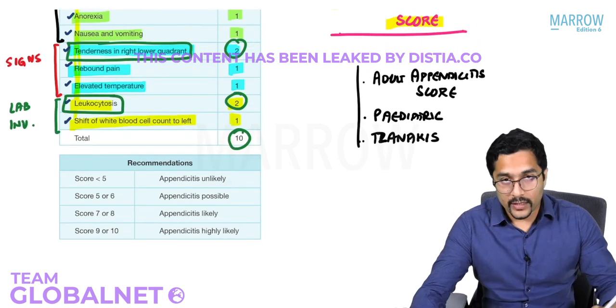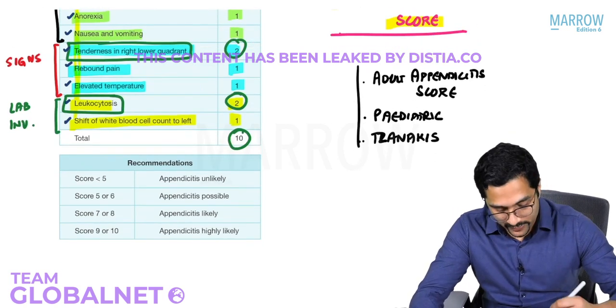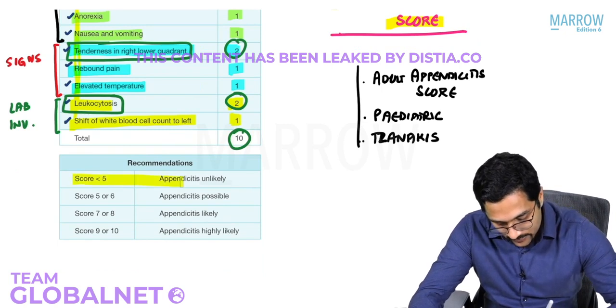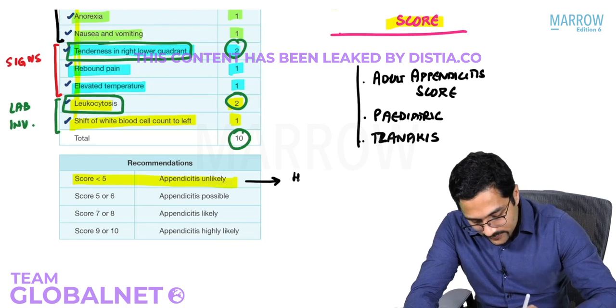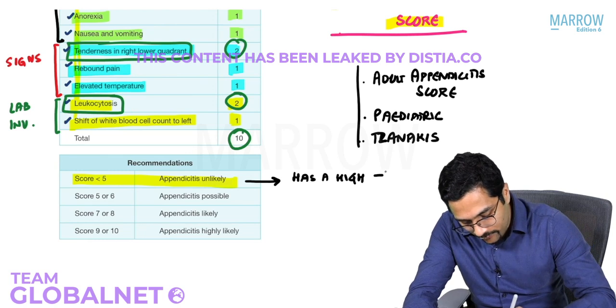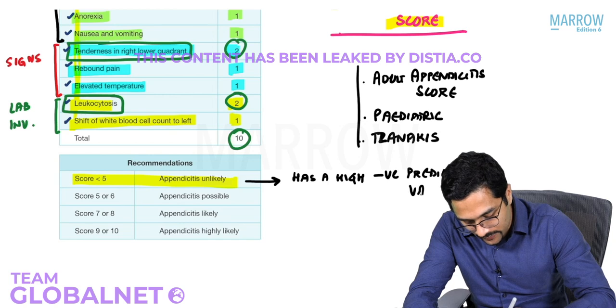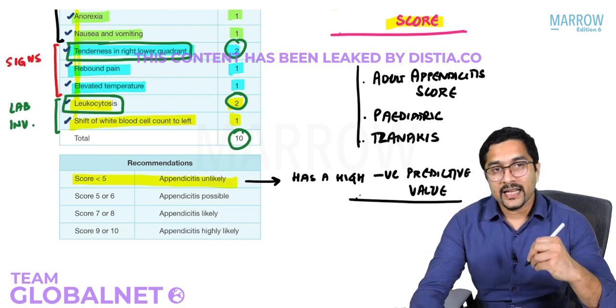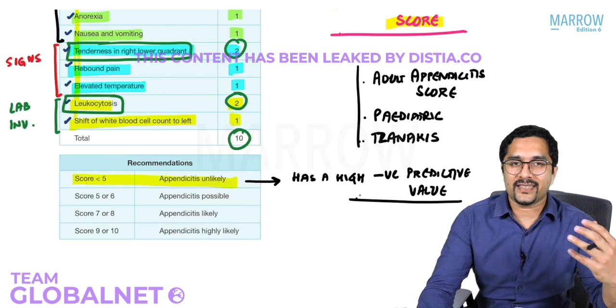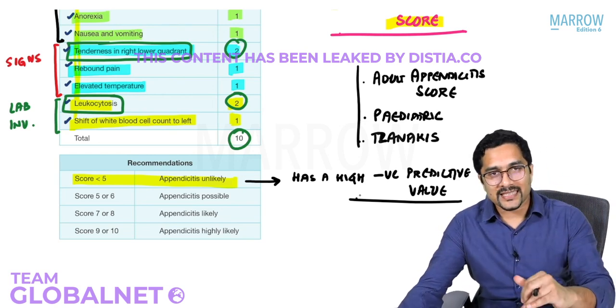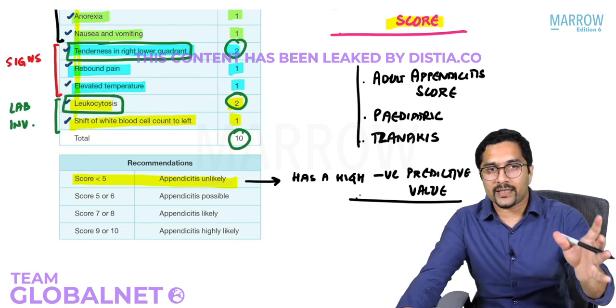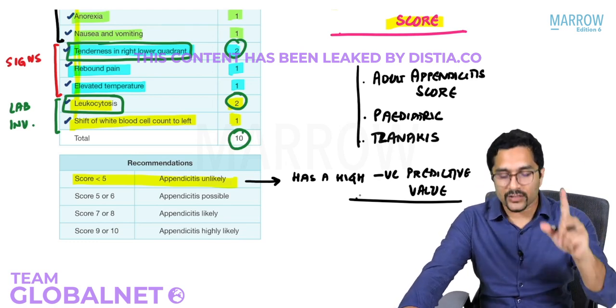Now, if we see the scoring, a score of less than 4 to 5, appendicitis is unlikely. So this score has a high negative predictive value. That means if the score is less, it helps in ruling out appendicitis with higher sensitivity and specificity.